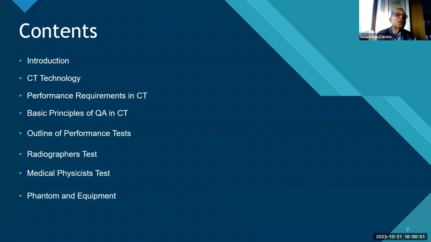I have taken some subjects from here. You see first the introduction, and then CT technology, and then I can say something about performance requirements in CT, and of course the basic principle of quality assurance in CT, and give some outline of performance tests, and then radiographer tests and medical physics tests, and last I will give you some photos of phantoms and equipment. And there you can see we also have some equipment for quality control in radiodiagnostics. It is not extensive, just like radiotherapy, but still we need the phantoms and equipment.